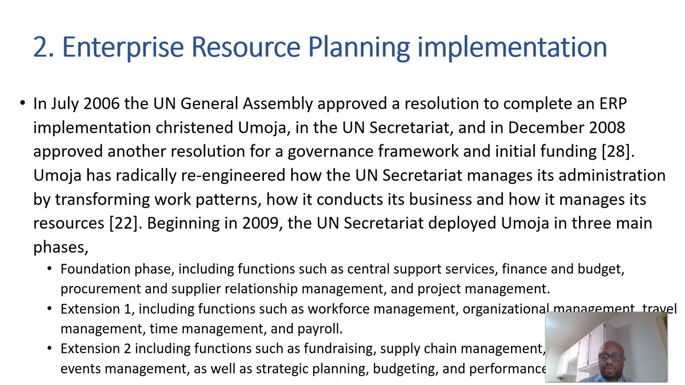Umoja has radically re-engineered how the UN Secretariat manages its administration. It has transformed work patterns and how it conducts business and manages resources. The work began in 2009, so almost 3 years later, and it was deployed. The ERP was deployed in 3 main phases. There's a foundational phase, the initial phase, which implemented central support services, finance and budget procurement, and supply relationship management, as well as project management. Then there was an extension 1 with a few more modules, and extension 2 with additional modules.